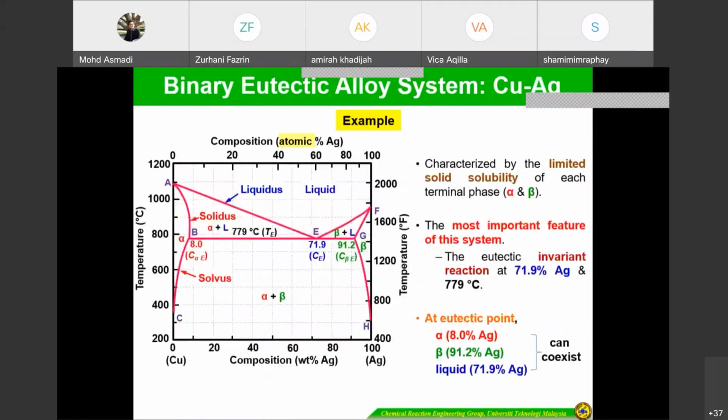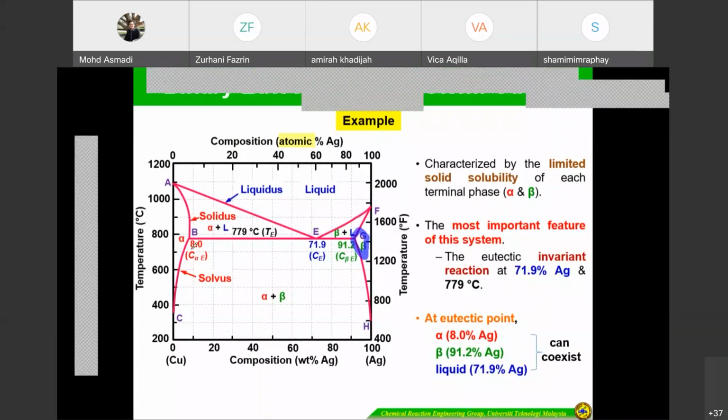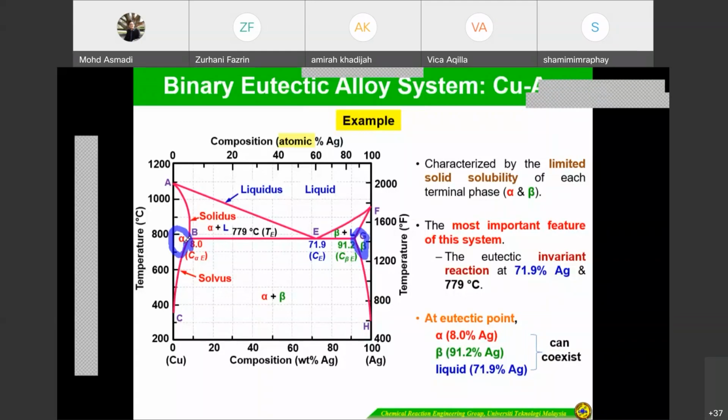For the binary eutectic alloy system, we will mostly discuss copper and argentum, and also lead and stannum, for this topic. But there are other metals we can find. The copper and argentum system is characterized by the limited solid solubility of each terminal phase, alpha and beta. The most important feature of the system is the eutectic invariant. If you draw this one, here is 71.9.